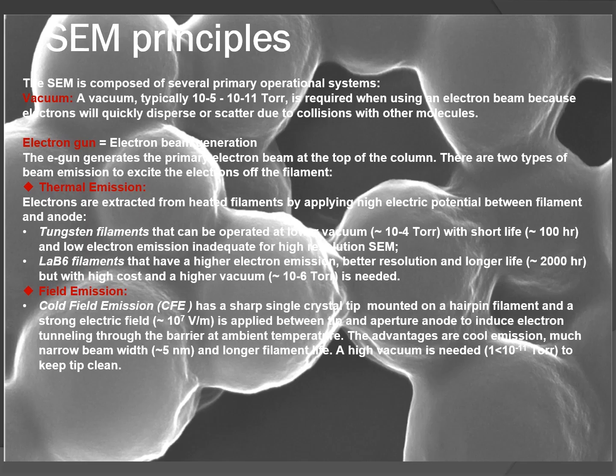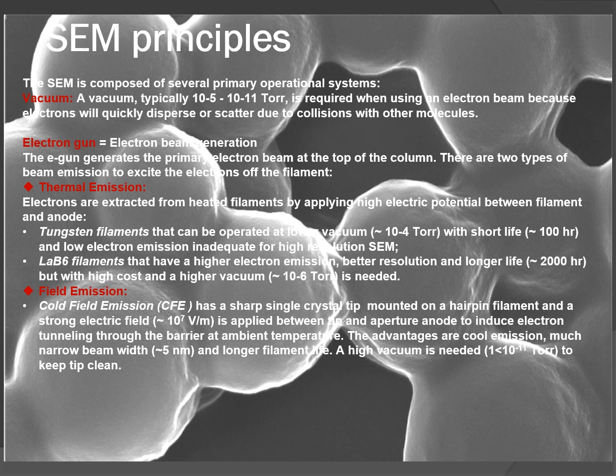The SEM is composed of several primary operational systems. For instance, the vacuum. A vacuum, typically 10 to the minus 5 up to 10 to the minus 11 torr, is required when using an electron beam because electrons will quickly disperse or scatter due to collisions with other molecules.